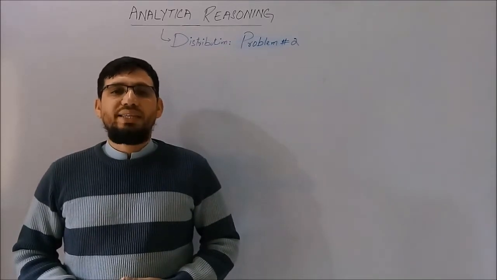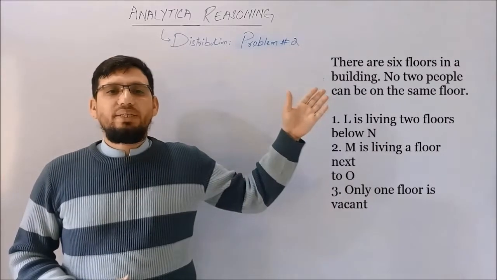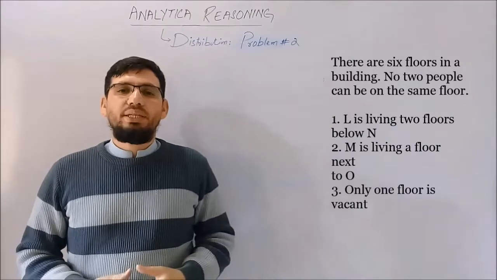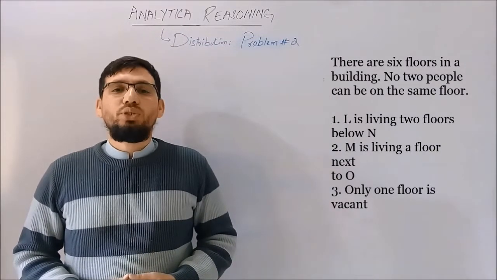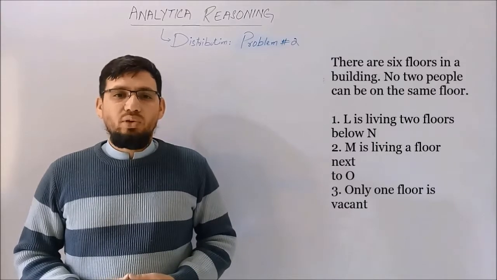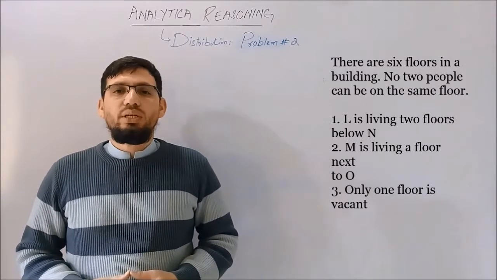In this lecture, we will solve the second problem of distribution, which I mentioned at the end of the last lecture. Here is the problem we have: there are 6 floors in a building and different people are living in it. Moreover, there could be no 2 people on the same floor. Let's summarize the restrictions first and then we will move toward our questions.